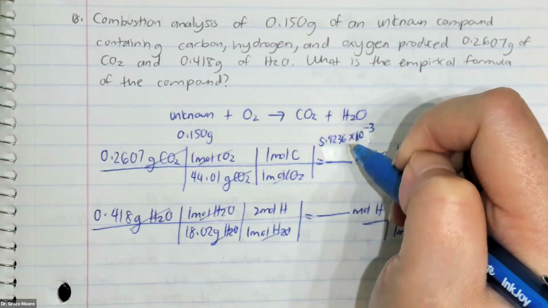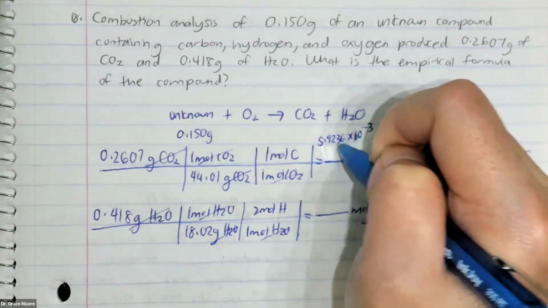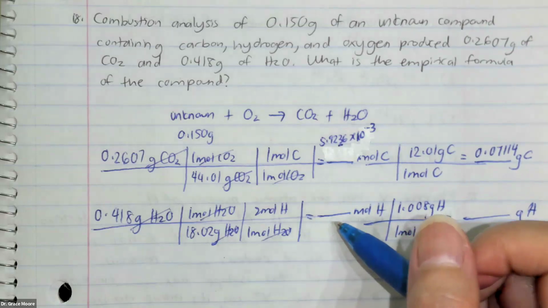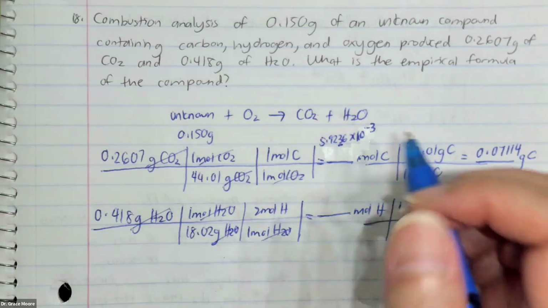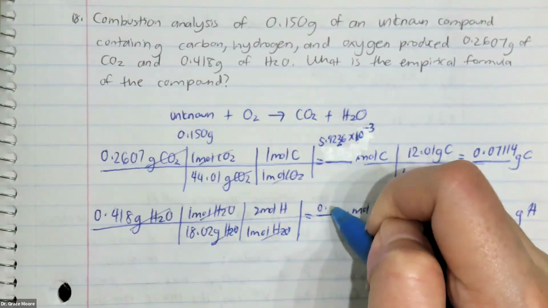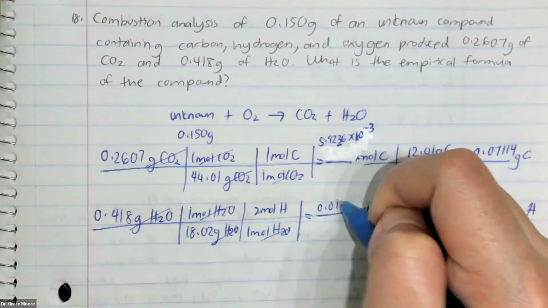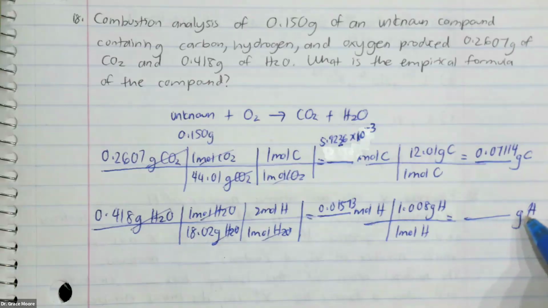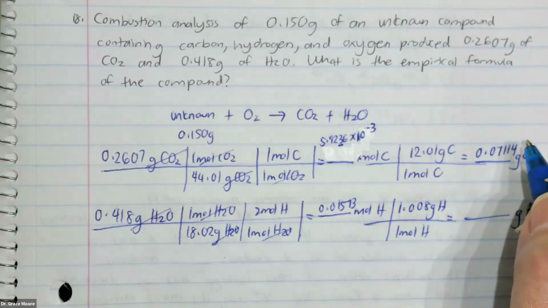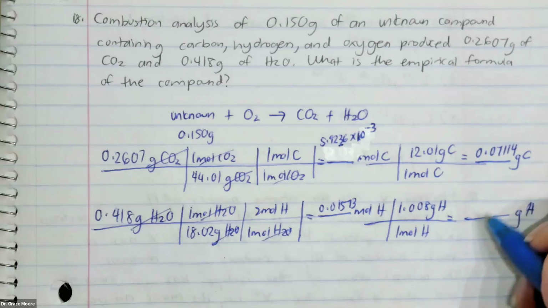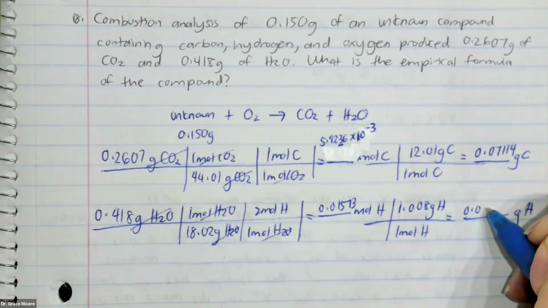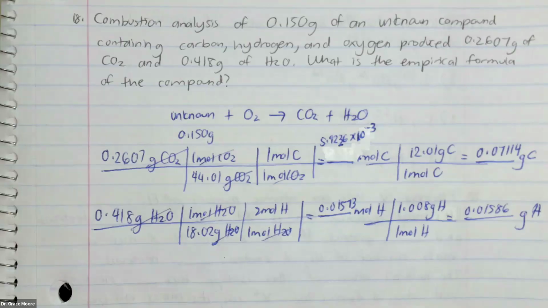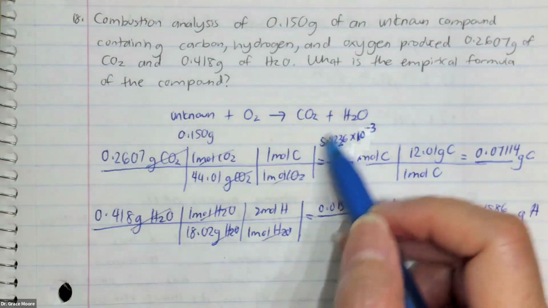And I really keep 4 numbers here, and then you have 4 numbers there. Anyway, let's keep going here. The next one, if you get the moles of H, you would get 0.01573. And then the grams would be 0.01586 grams. And then we have the moles here.